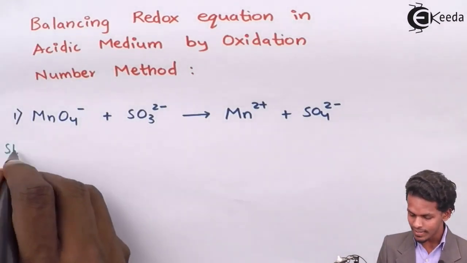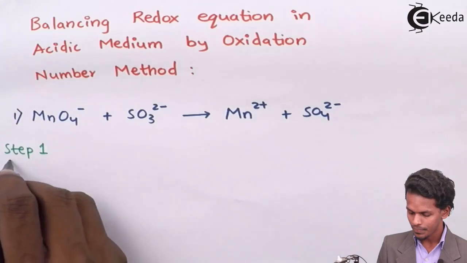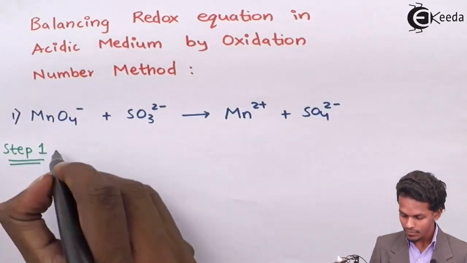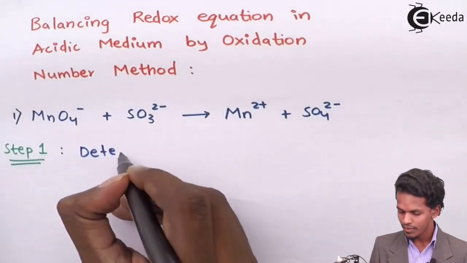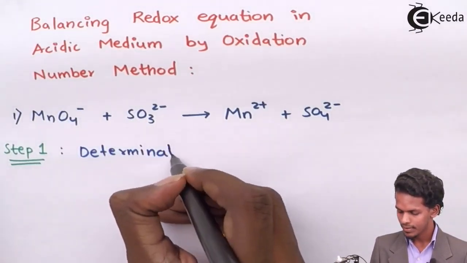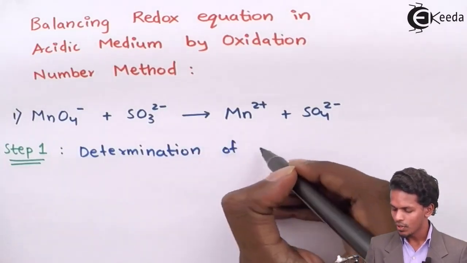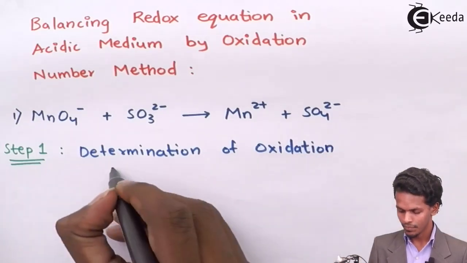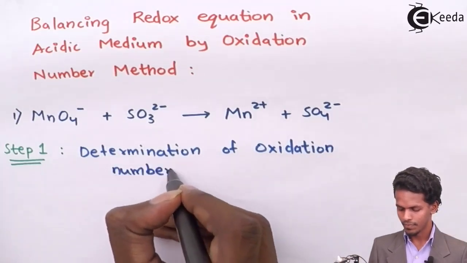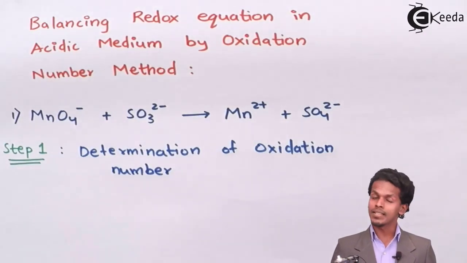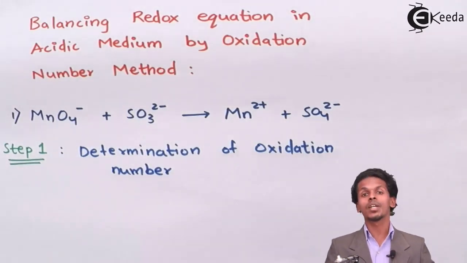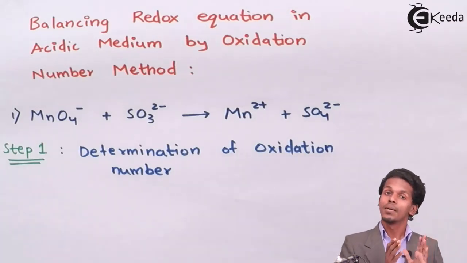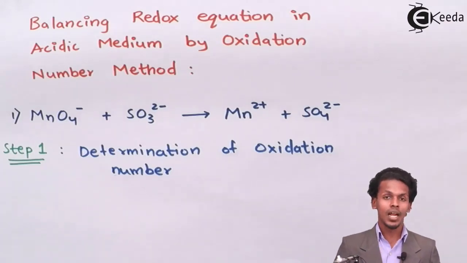I would consider it as step number 1. I'll name it as determination of oxidation number. So what do we do in this step? We determine the oxidation number of the atoms present in a molecule for both the reactant molecules as well as for the product molecules.